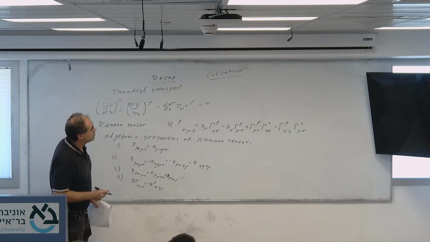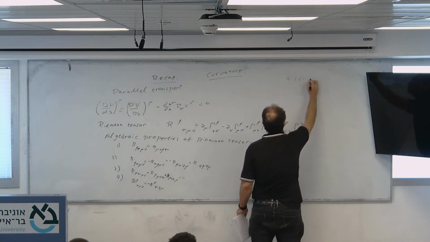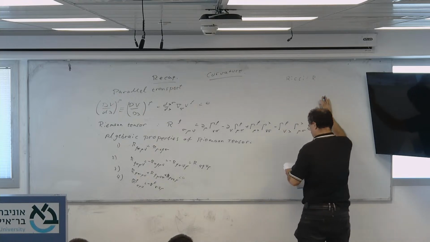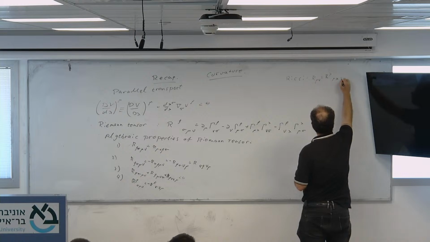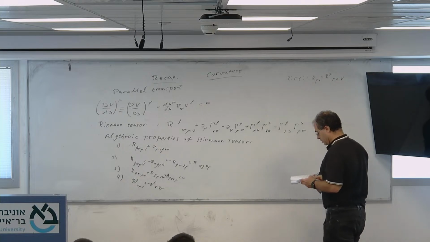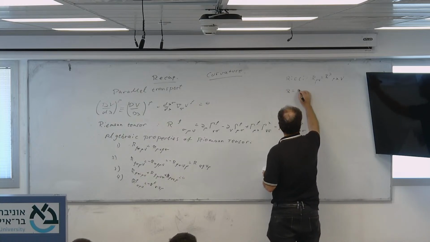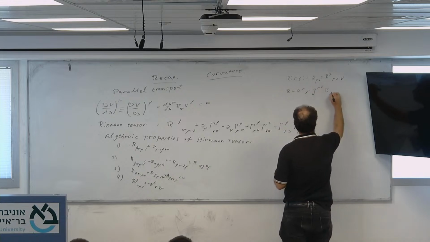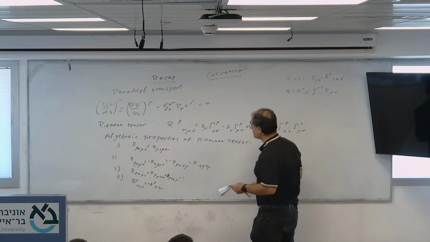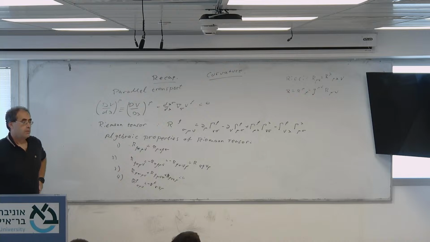We made a contraction to define the Ricci tensor. R_mu nu is R^lambda_mu lambda nu. And the Ricci scalar is simply R^mu_mu, which is g^mu nu R_mu nu. I think that's as far as we managed to go last time. Any questions?